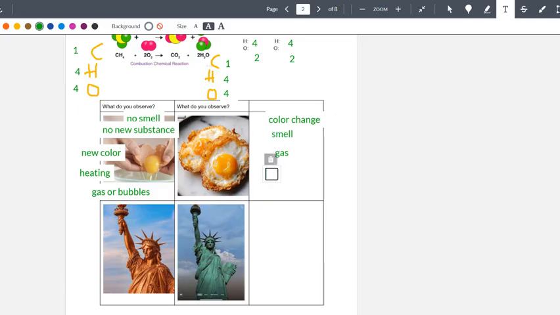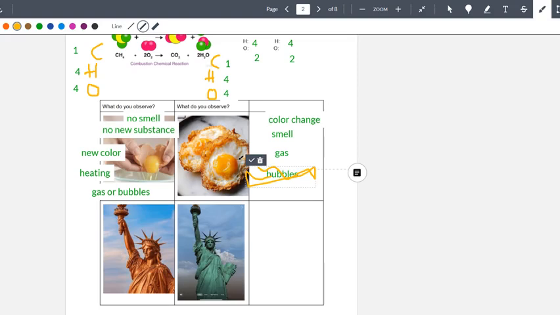You need to remember that if there are gas or bubbles, that is an indicator of a chemical change. Does that happen when I fry an egg? Not really. But there definitely is a color change. There is a smell. There's a gas. And yes, there is a new substance.